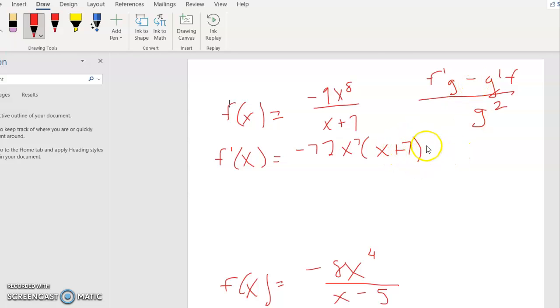Now our quotient rule has a minus sign, and I want to do the derivative of the bottom. So the derivative of x plus 7 is just the one that's in front of the x, because the derivative of 7 is 0. So we'll just have 1. And then we want f, our top, to tag along. So negative 9x to the 8th. Now all of that goes over the bottom squared. So x plus 7 squared.